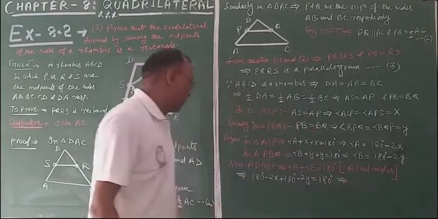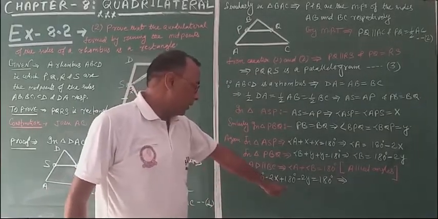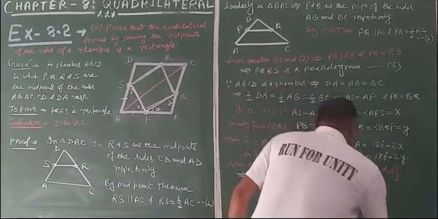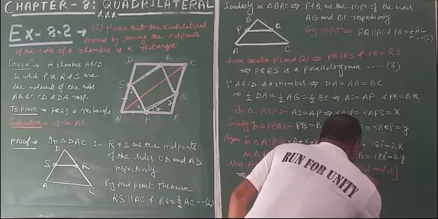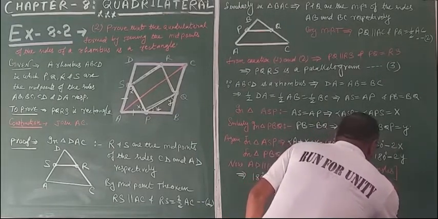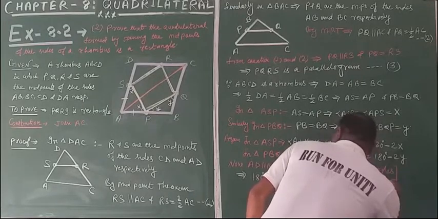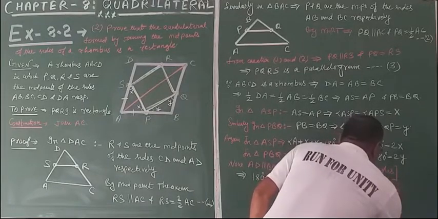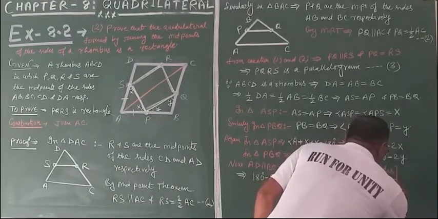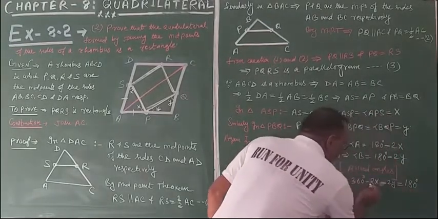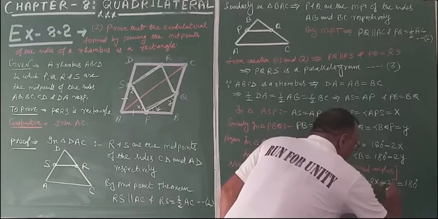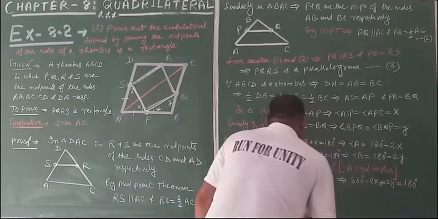Now 180 plus 180 is 360. 360 degrees minus 2x minus 2y is equal to 180 degrees. Now shift this variable to this side and 180 to this side. What will happen?